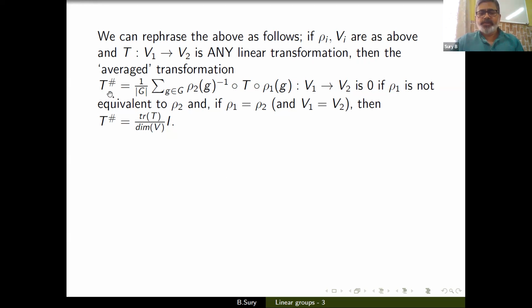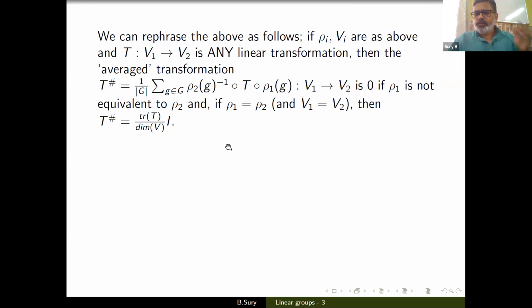This is again a linear transformation, of course, and it is either 0 if rho 1 and rho 2 are not isomorphic representations, and if they are the same representation, then you can actually calculate it. It is a scalar, we know. But suppose you know the corresponding T is a scalar, how do you calculate the scalar? By looking at the trace of the linear transformation. You have lambda, lambda, lambda, n times lambda, n being the dimension, will be the trace. So trace of T divided by n is the size of it.